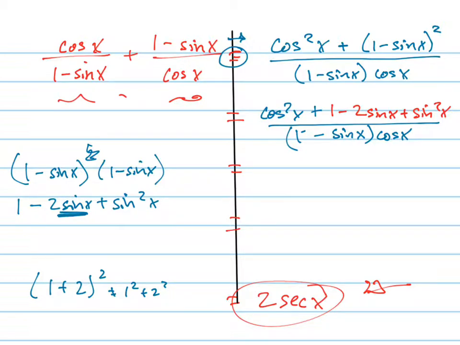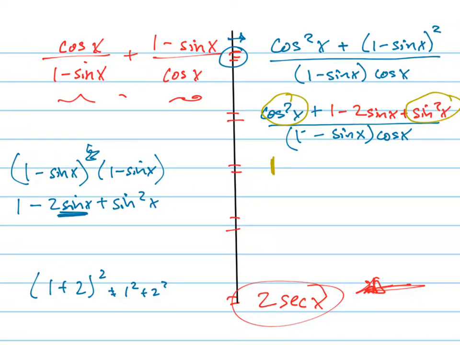Got it? All right, next step. So I'm still looking at this going, not sure how I'm going to get down here to the just 2 secant x, but I start to think to myself, oh, wait a minute. Don't I know that sine squared plus cosine squared equals 1? So what I'm going to do is I'm going to combine those together. On my next step, I'm going to write 1.